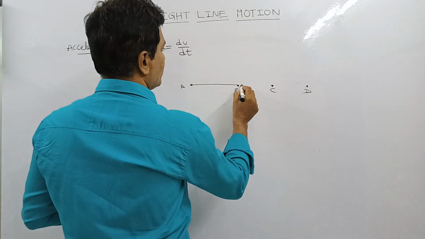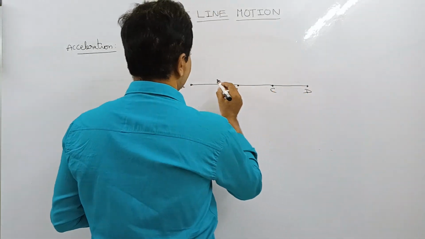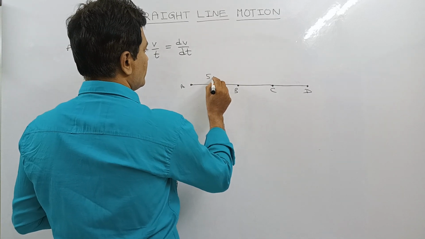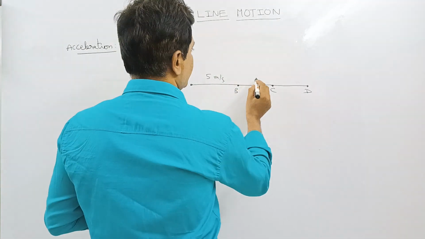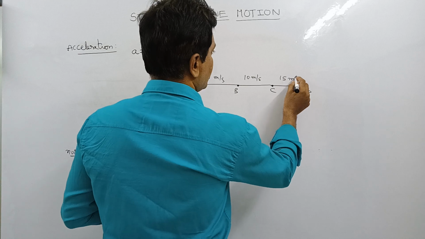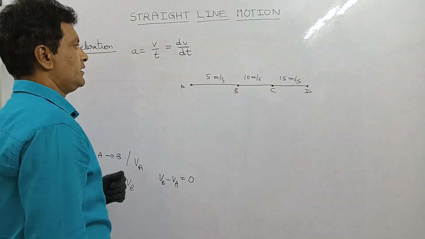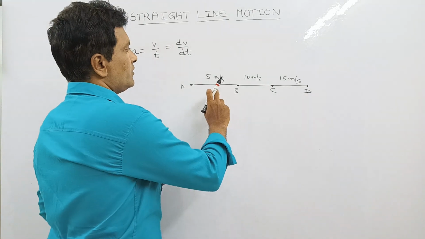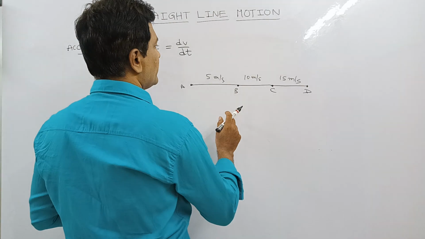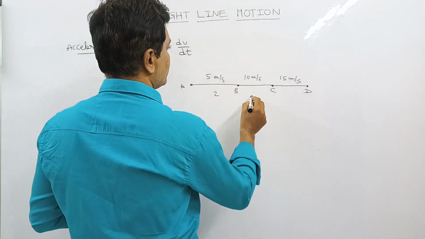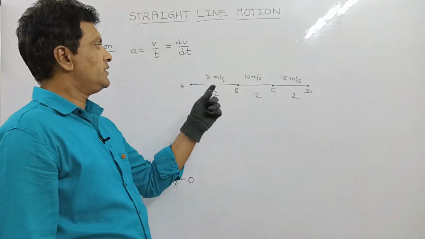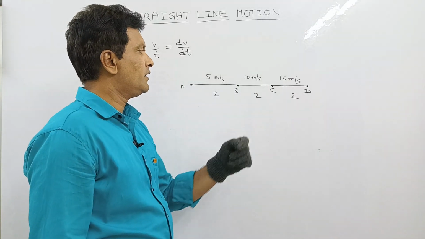So it is moving A to B, B to C and C to D. A to B it is moving with a velocity of 5 meters per second, here 10 meters per second, here 15 meters per second. The velocity is increasing. Suppose the time taken from here to here is 2 seconds, 2 seconds, 2 seconds. So the velocity is increasing with time.